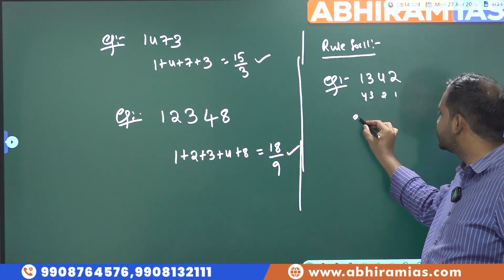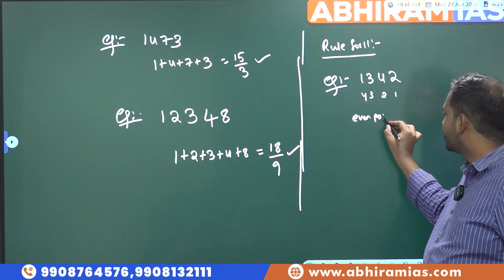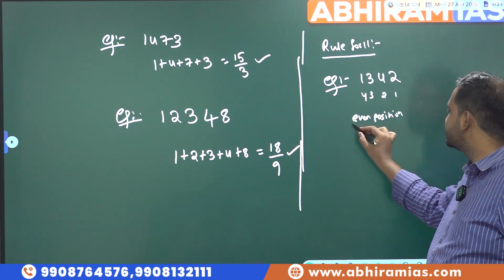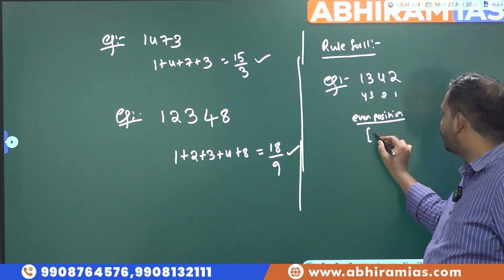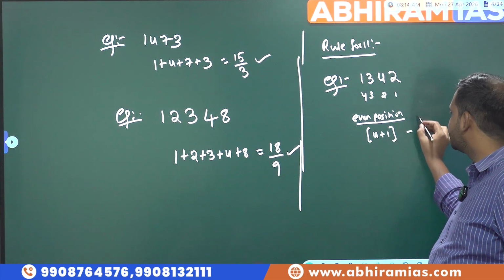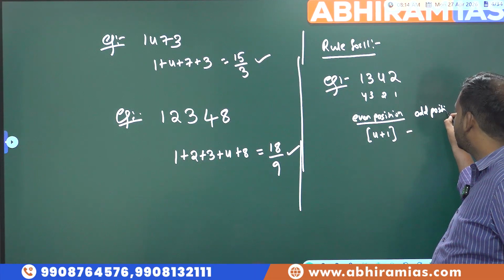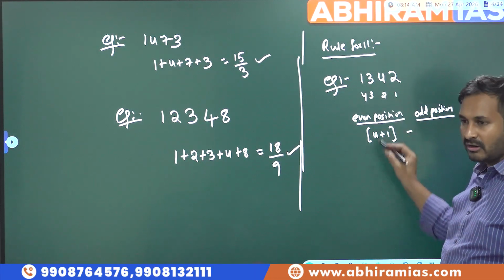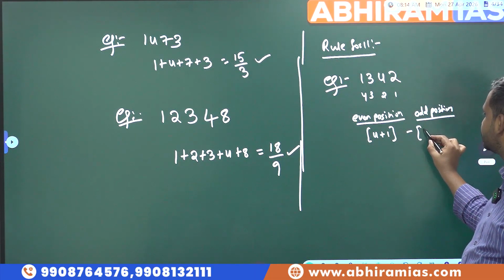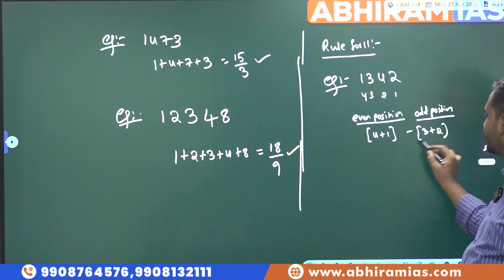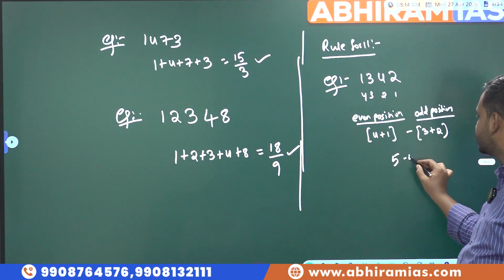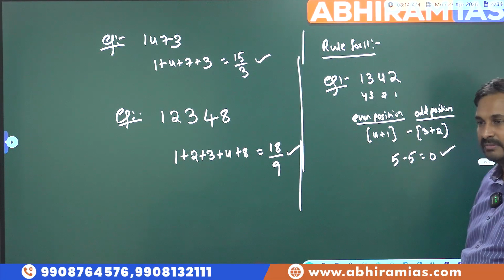So what are the even positions? 2 and 4. So what are the digits present at even positions? 4 and 1. What are the odd positions? 1 and 3 are the odd positions. So what are the digits at odd positions? 3 and 2. What is the difference between them? 0. Then this number is divisible by 11.